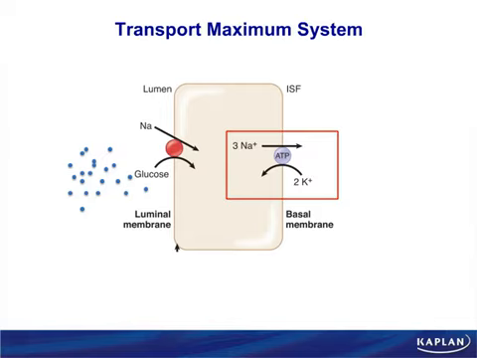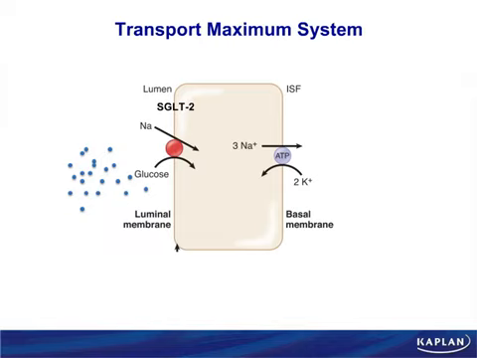Then you have the SGLT2 channels, which stand for sodium glucose co-transporter. These co-transporters will co-transport sodium and glucose. Sodium will move into the cell down its electrochemical gradient. As it does so, it will co-transport glucose. This is an example of secondary active transport. This is how glucose is reabsorbed in the proximal tubule.